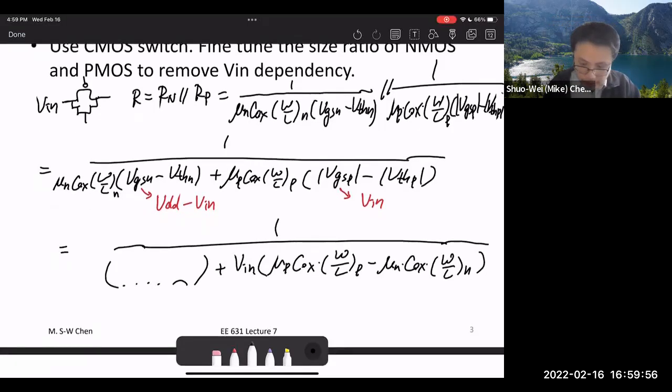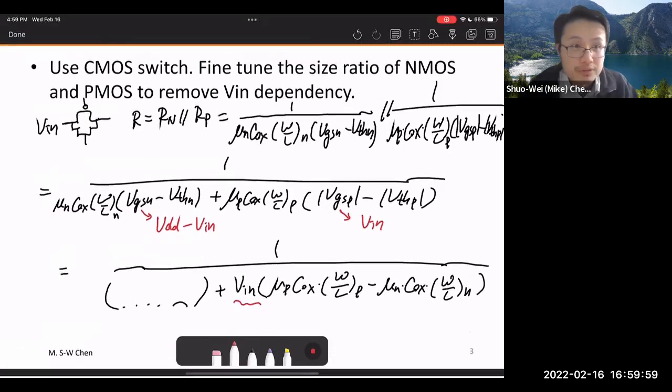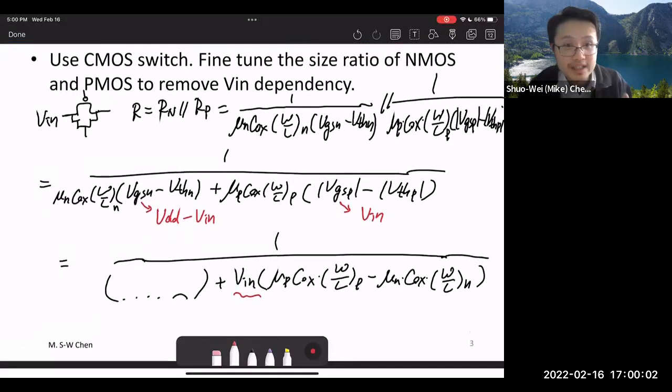Right now, of course, I'm more focusing on V in for the reason that we mentioned before, right? Because we don't want this on resistance to be dependent on V in too much. We want this to be relatively independent, right? So I do not want this V-in dependency in this resistance. Okay. So by looking at this, how do I minimize the impact of V-in onto this resistance?